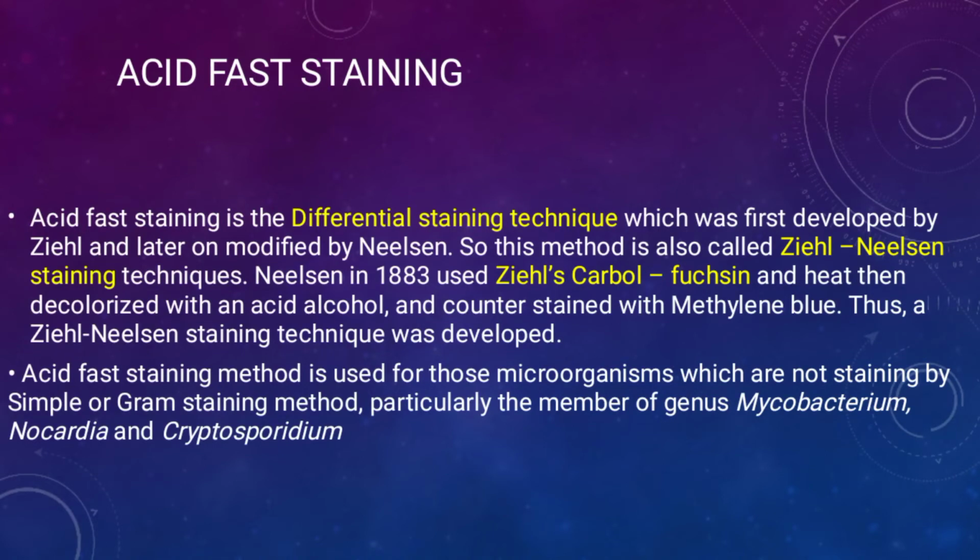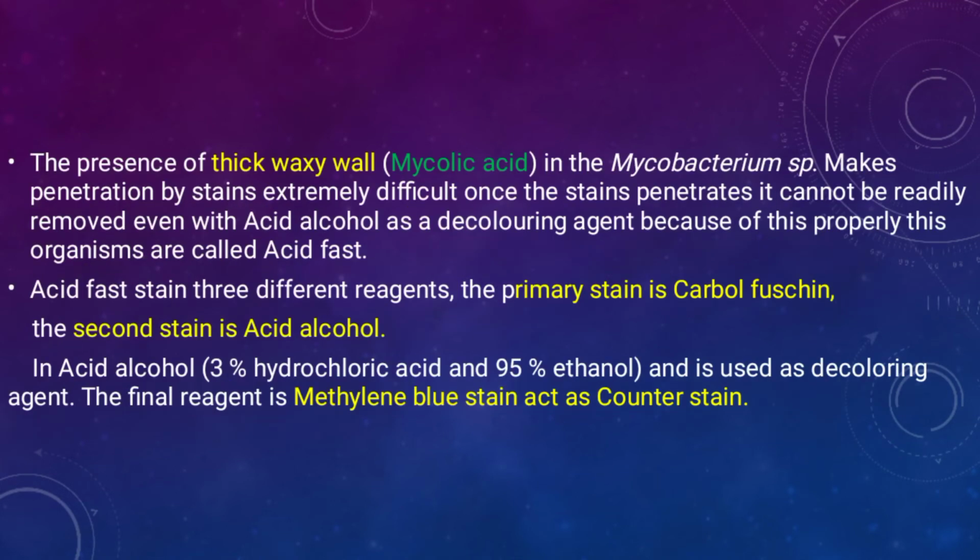Acid-fast staining method is used for those microorganisms which are not stained by simple or gram staining method, particularly the members of genus Mycobacterium, Nocardia, and Cryptosporidium. The presence of a thick waxy wall in the Mycobacterium species makes penetration by stain extremely difficult. Once the stain penetrates, it cannot be readily removed even with acid alcohol as a decolorizing agent. Because of this property these organisms are called acid fast.